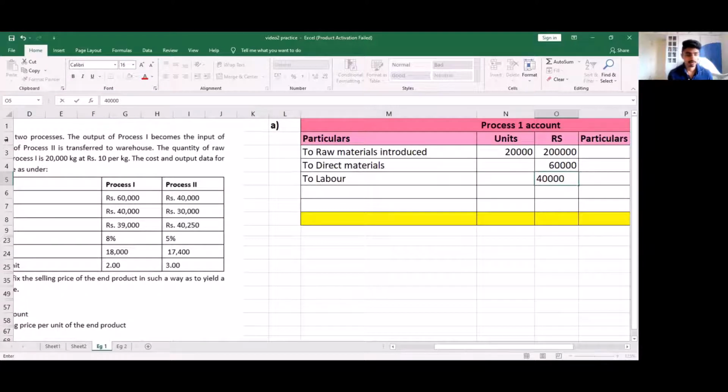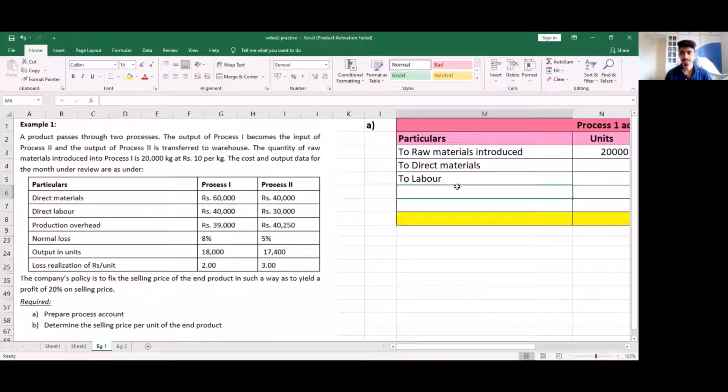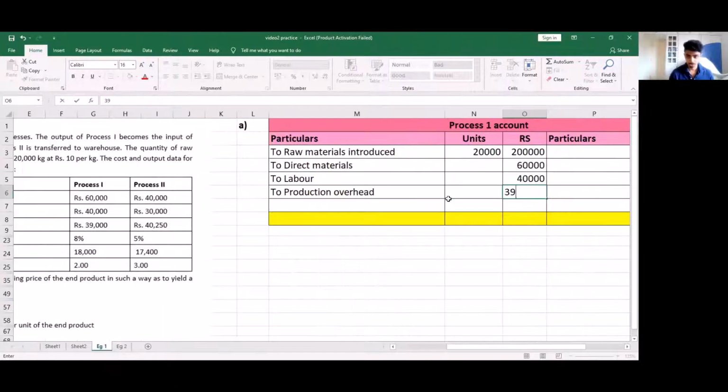Next is production overhead. So what is production overhead? Production overhead is anything that is related to your factory expenses, let's say depreciation of your machinery, or even repairs and maintenance works. So it is given production overhead is 39,000. Again, these don't increase the number of units. So we account for only the amount.